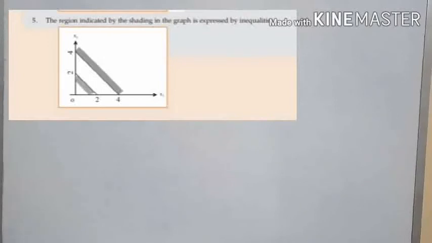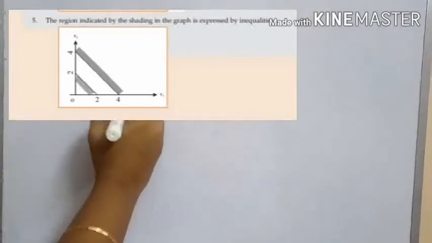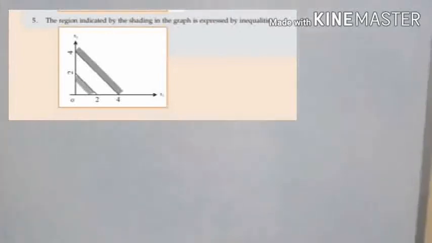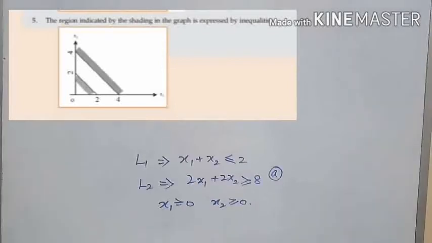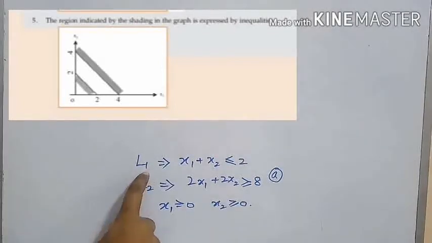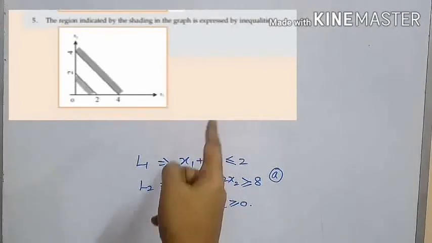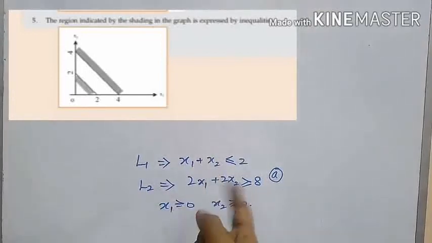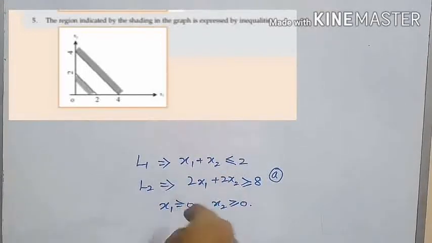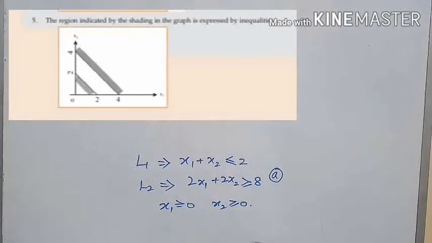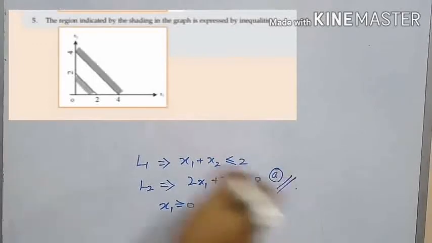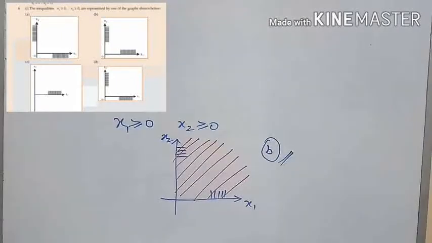The next question we have the region indicated by the shading in the graph is expressed by inequalities. If you closely examine the graph given here, you can see that the line L1 contains the origin, so the inequality is less than or equal to, and the line equation L2 is on the opposite side, so it's greater than or equal to. It should also include the condition x1 greater than or equal to 0 and x2 is greater than or equal to 0. Therefore, the option is A.